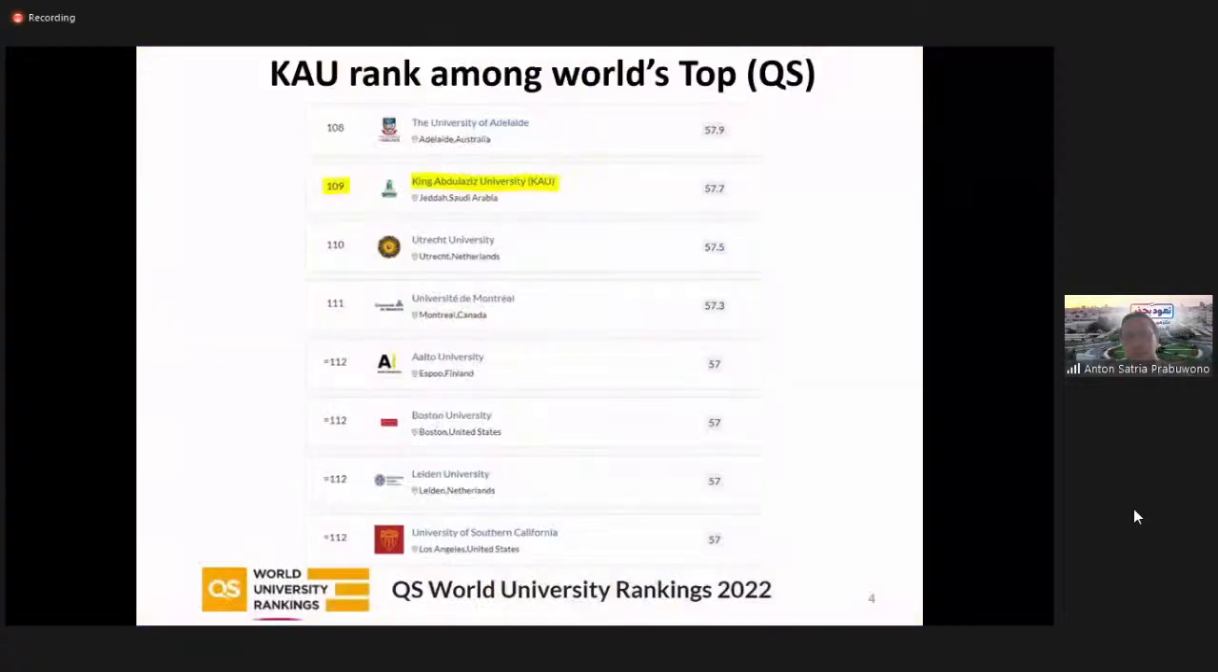All right, firstly, I'm going to introduce King Abdulaziz University. King Abdulaziz University is located in Jeddah. I think for Muslims, we are very familiar with this place. Jeddah is very close to Mecca, around 60 kilometers, about 1 hour from Mecca.